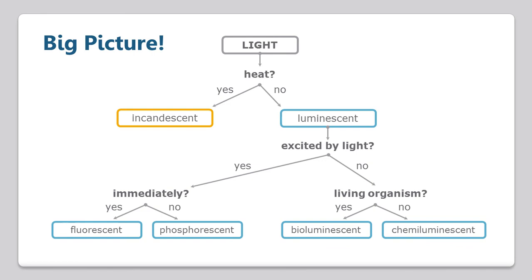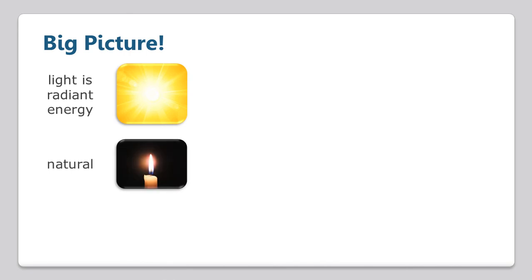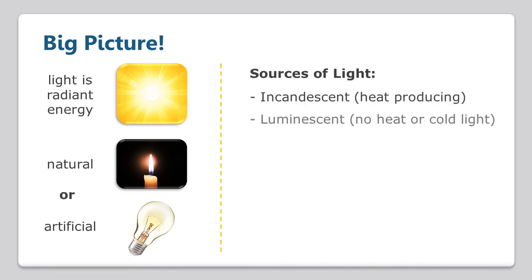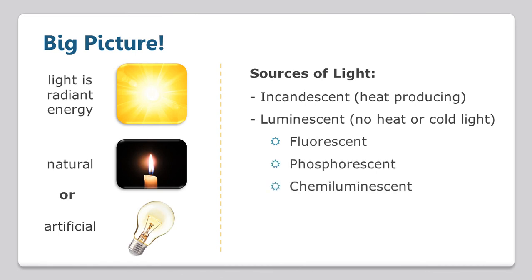I hope you now have a better understanding of light and its sources. So here's the big picture in regards to the question, what is light? Light is radiant energy. It can be natural or artificial. And sources of light fall into two major categories: incandescent, which are heat producing, or luminescent, no heat or cold light. The types of luminescence that we have explored are fluorescent, phosphorescent, chemiluminescent, or bioluminescent sources.